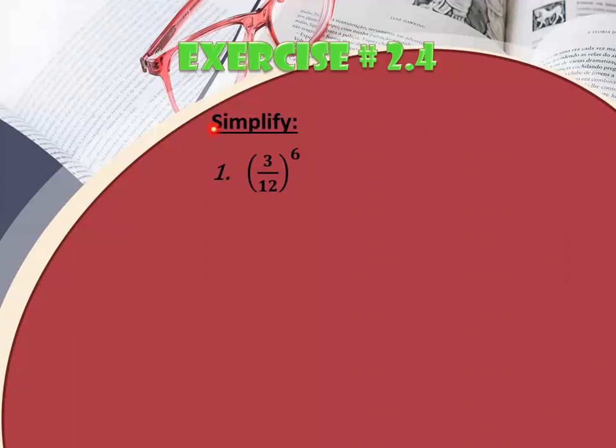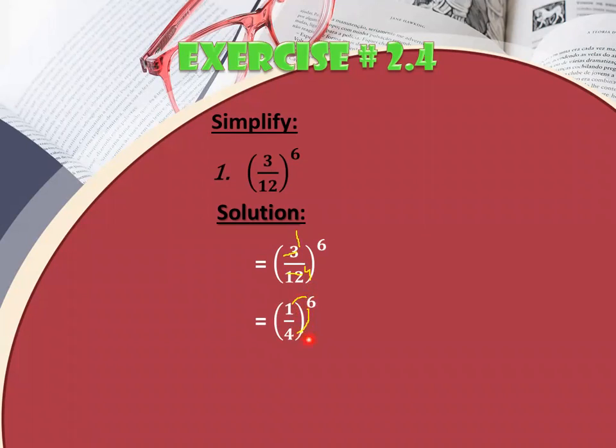Now what you will do, first you are going to copy down with the heading of solution as it is. Now you can reduce it. 3 into 1 is 3 and 3 into 4 is 12. So what will be left? 1 upon 4 and the whole power is 6. Now this whole power 6 means this 6 is the power of this 1 and it is also the power of this 4. So in the next step, we are going to multiply this 1 by 6 times and this 4 again by 6 times.